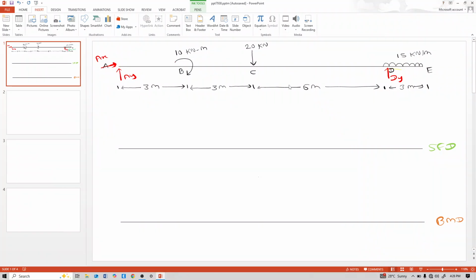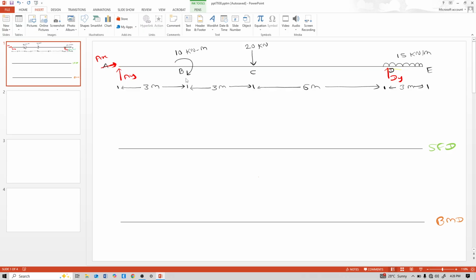In this video lecture, we will see the shear force diagram and bending moment diagram of this beam. The total length of this beam is 3 plus 3 plus 6 plus 3, that means 15 meter. At point A, there is a vertical reaction AY and a horizontal reaction AX. And at point D, there is a vertical reaction DY.